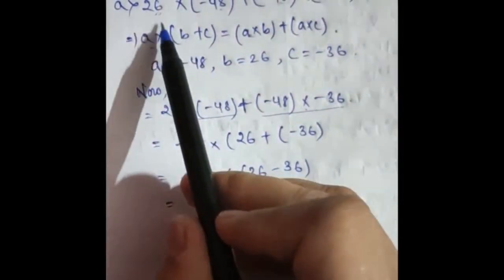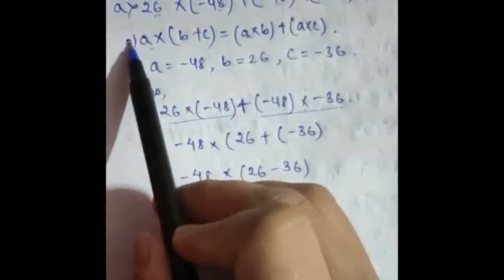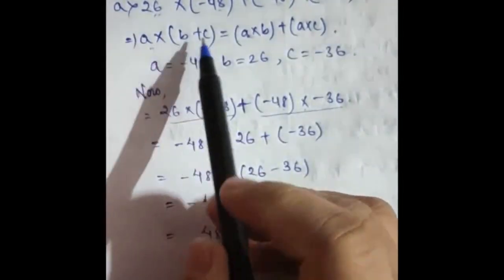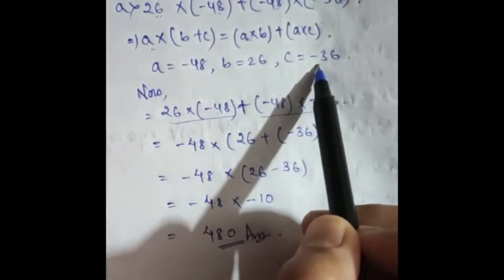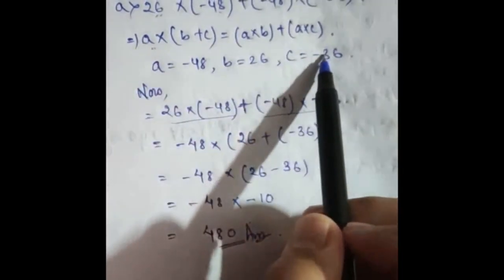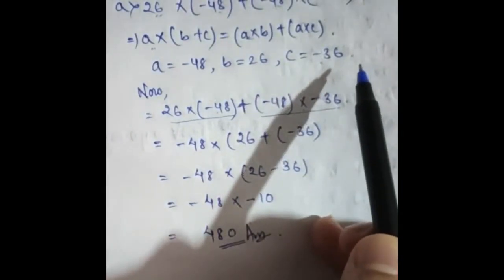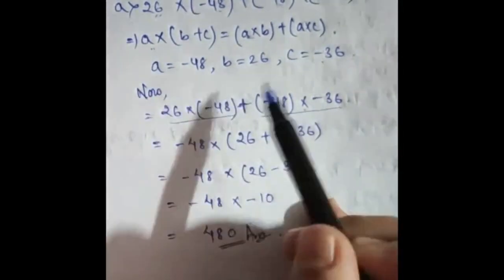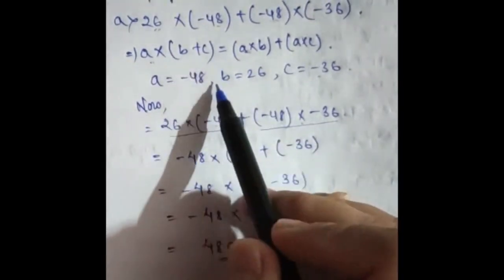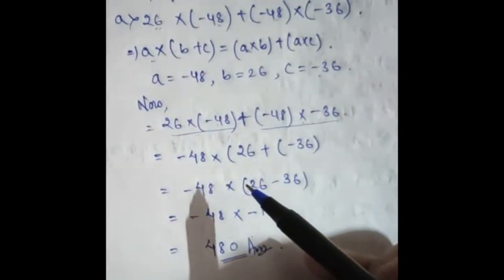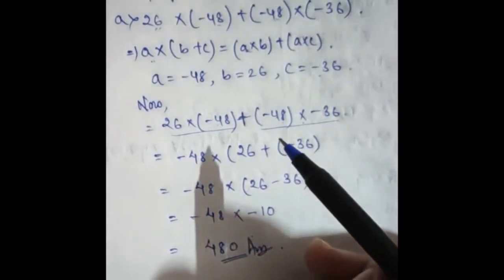So using the distributive property, I have written here the formula. Okay, just make it clear, A, B, C is written in the form, and the values of A, B, and C I have denoted. Now using this, I have solved the problem. So from the next question, I'm not going to write all this. I'll directly solve the answer. Okay. So let us move to the next question.